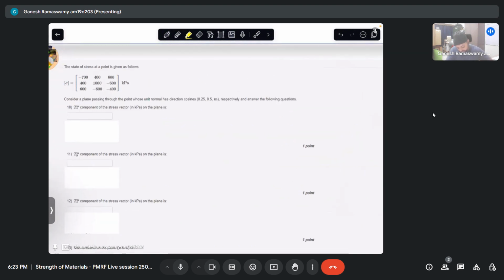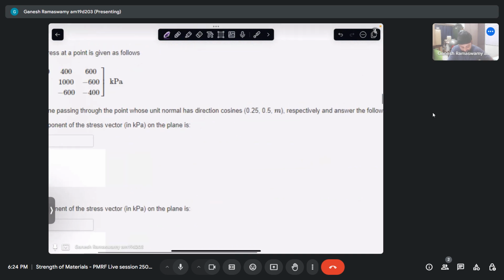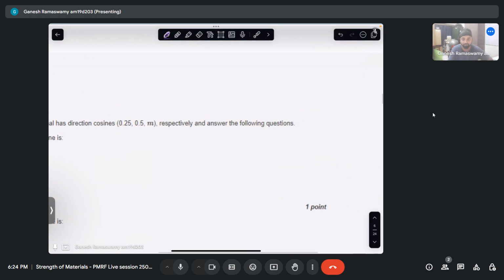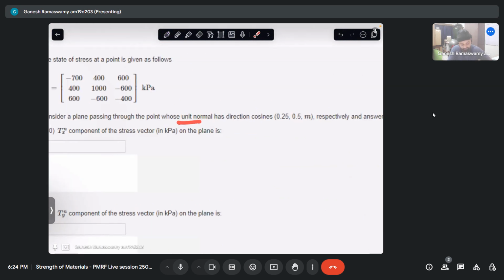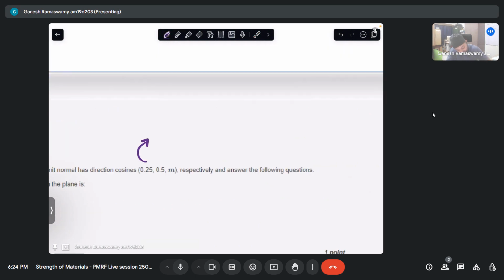So this question says the state of stress at a point is given as follows. Sigma is this. So we know how to identify this. Consider a plane passing through the point whose normal has the direction cosines 0.25, 0.5 and m. Now this question says it's a unit normal. Two of the direction cosines have been given and the third direction cosine is given to be m. But it is quite easy for us to find out what the third direction cosine is. So this is a unit normal, therefore its magnitude is unity.